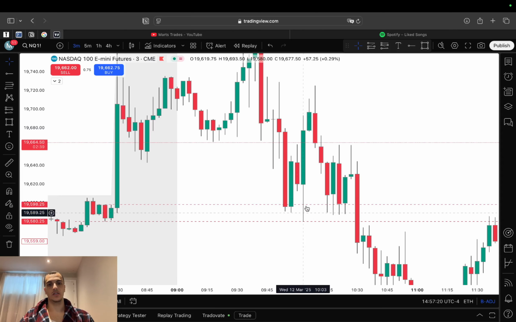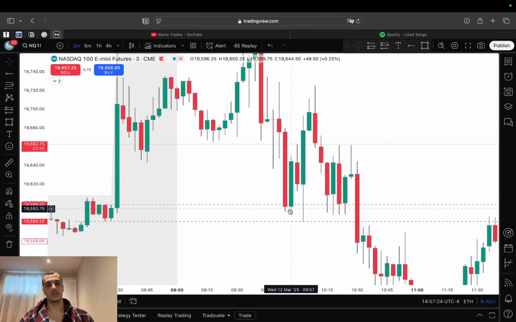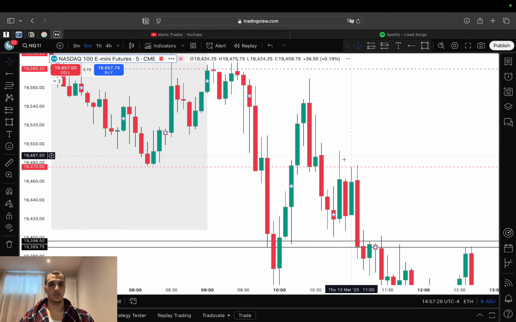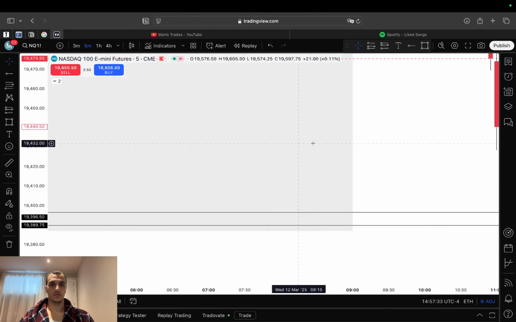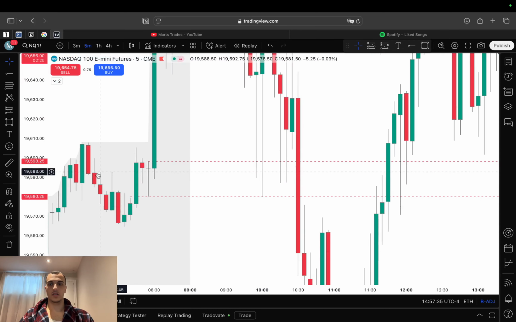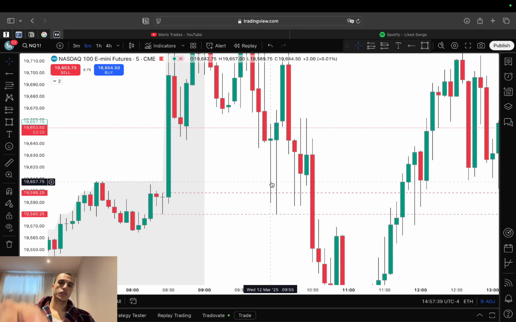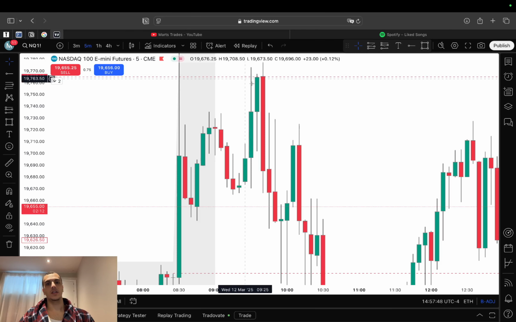Here we could have another entry. Now, on the 3 minute, it doesn't look as good as the 5 minute. So as you guys can see on the 5 minute, it looks cleaner here. So it filled in this gap, rejected. From there, there's another entry or another setup, we can say, if you didn't catch this one.